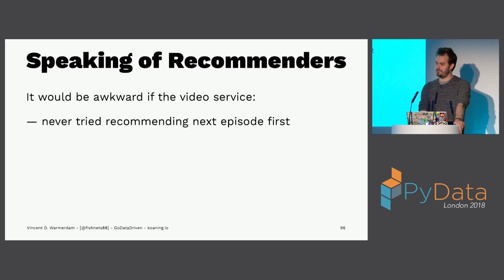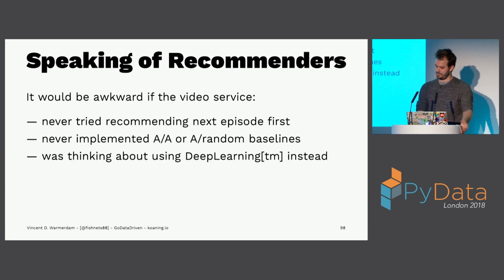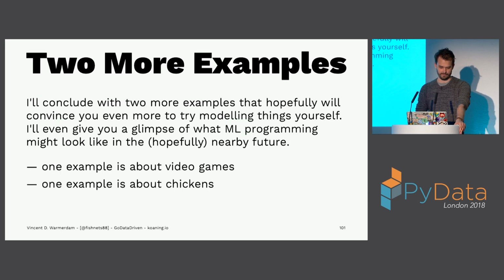And it'd be very awkward if this particular video service that is a potential client of mine never tried recommending the next episode first. If this is something they didn't consider, that's kind of weird. And if they never really implemented AA testing or A-random testing just to test their baselines, that would also be kind of suspicious. And if they were thinking about using deep learning instead, I don't know. Then they're probably not thinking beyond the notebook. And the hype around these algorithms actually can be super duper dangerous.